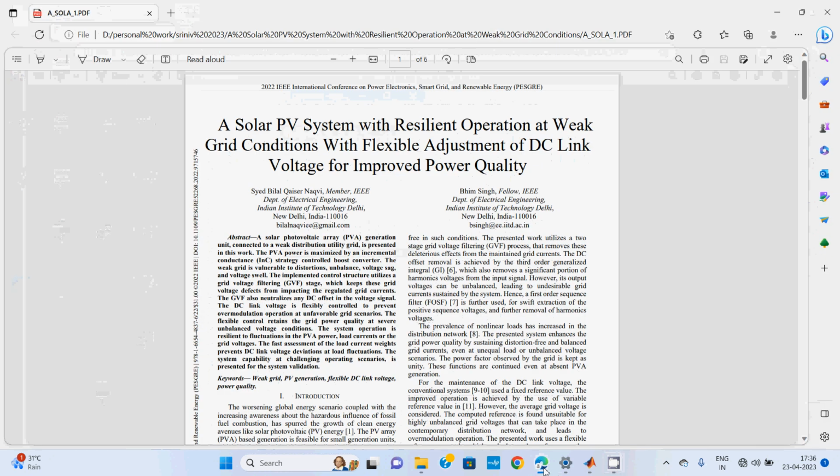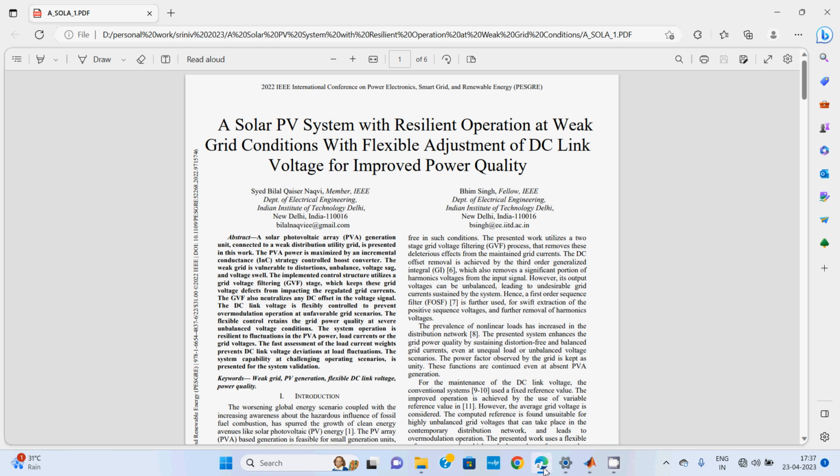Today we discuss a solar photovoltaic system with resilient operation at weak grid conditions, with flexible adjustment of DC voltage for the purpose of power quality improvement. So in this paper, we are going to discuss the role of weak grid condition, which means power quality problems arise at the distribution grid side.